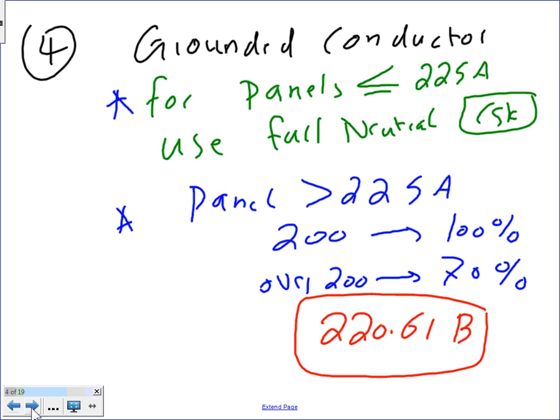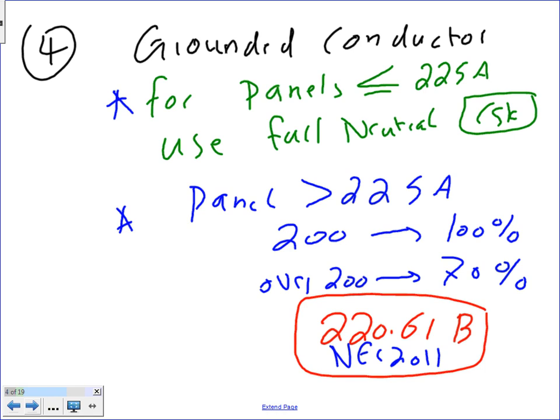Otherwise, if your panel is more than 225 amp, the first 200, leave alone. Anything over 200, cut by 70%. And if you don't believe me, this is from NEC 2011, 220.61(B). So everybody understand that slide? We've used it before.